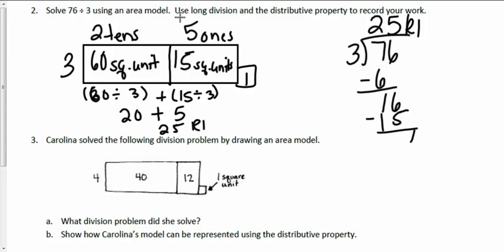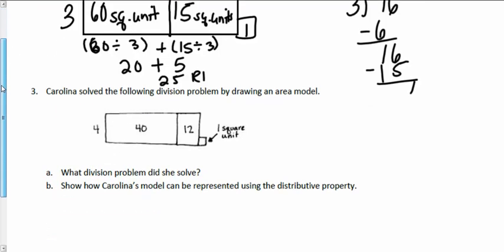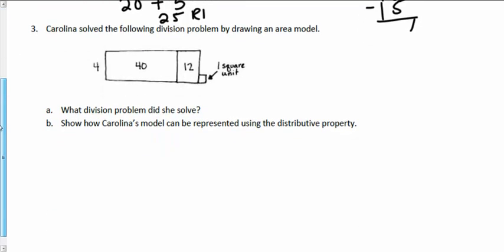All right, let's take a look at problem number 3. Carolina solved the following division problem by drawing an area model. What division problem did she solve? Take a look at that area model and see if you can figure out what division problem she solved. And then after you think you figured it out, come back and see if you got it right.